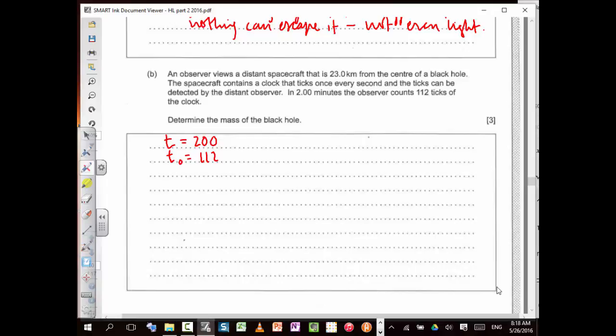Okay, so we have that the shift in time, delta t, is equal to delta t naught over square root of 1 minus rs over r. Okay, and then what we're asked to find is the mass of the black hole. So we need the equation for the Schwarzschild radius as well, which is rs is equal to 2GM over c squared.